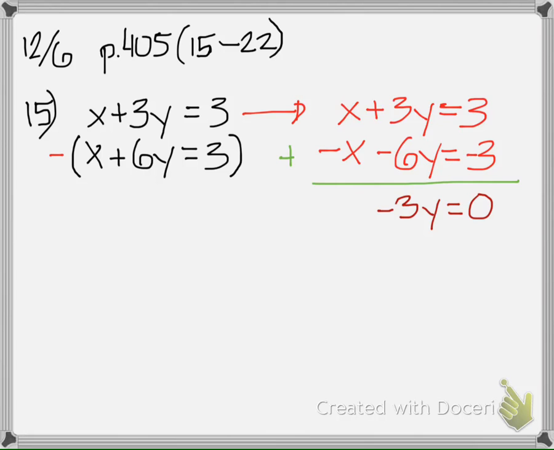Well, now you divide by -3 in order to get that variable by itself. So here's your work, divide by -3. 0 divided by -3 happens to give us 0. So we now know y is equal to 0.